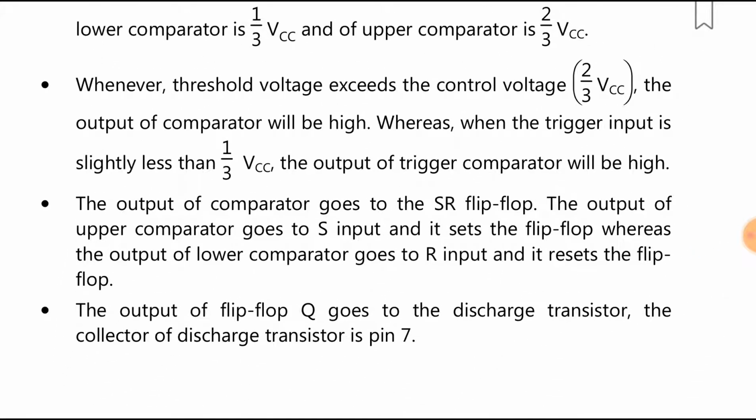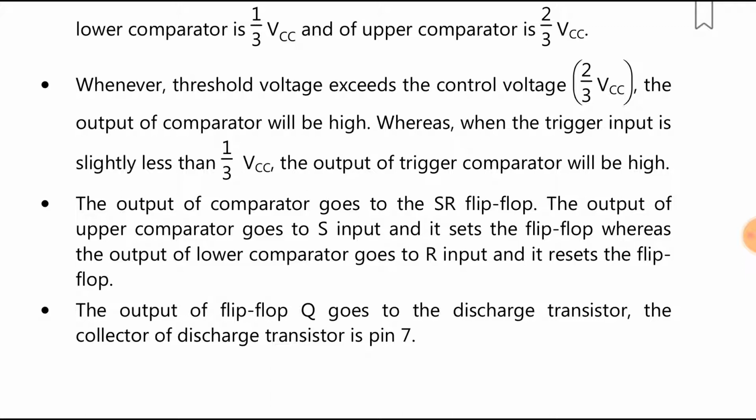So whenever the threshold voltage exceeds the control voltage 2/3 VCC, the output of the comparator will be high, whereas when the trigger input is slightly less than 1/3 VCC, the output of the trigger comparator will be high.